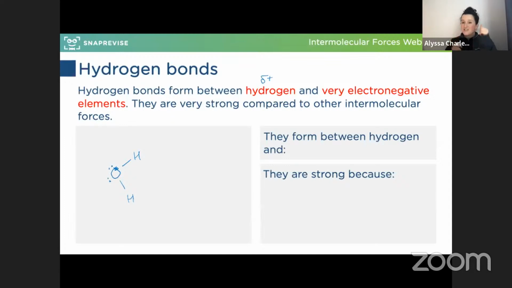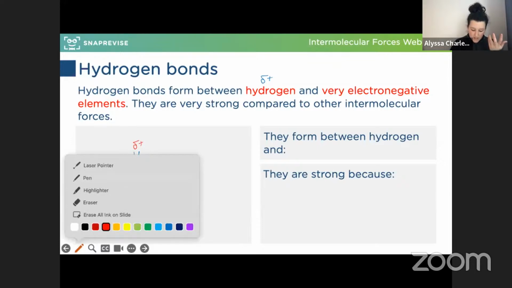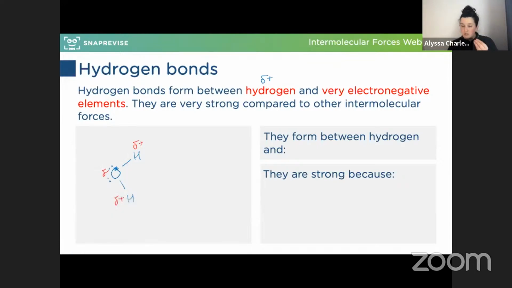And the important thing is that our hydrogen is going to be delta positive because it's attached to a very electronegative element, oxygen. So our oxygen is delta negative, our hydrogen is delta positive, both hydrogens are delta positive. And we can get an interaction then between the delta positive hydrogen in that water molecule and the lone pair on a neighboring element.